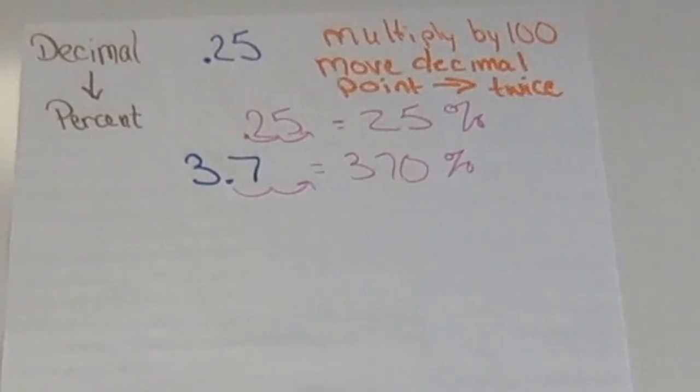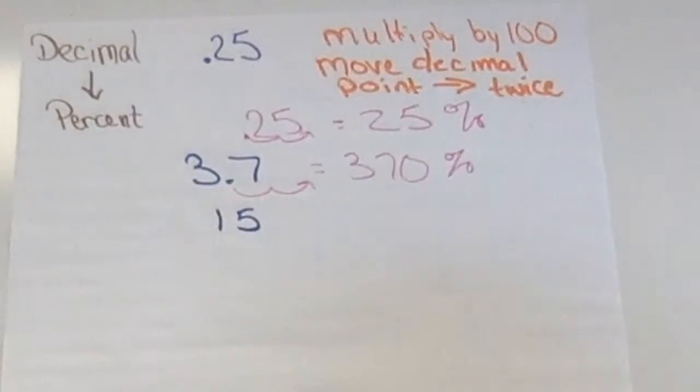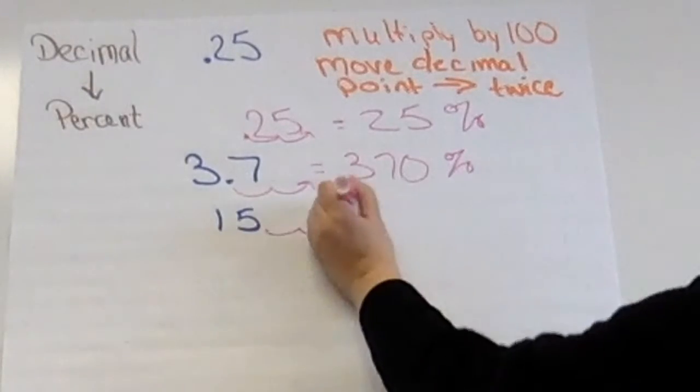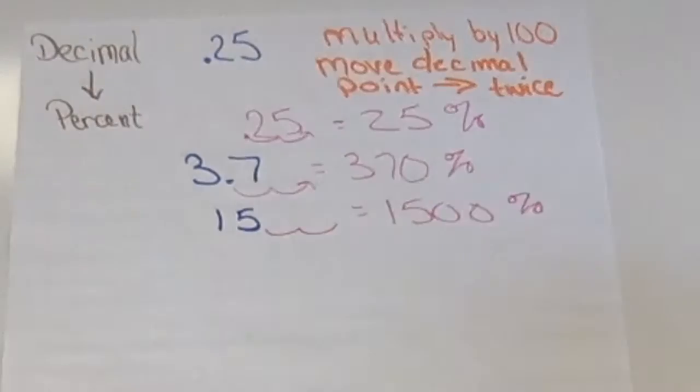If there's no decimal point there, like let's say I had just 15. Where's the decimal point in that number? After the 5. So I'm moving that over twice. That's going to be 1500%.